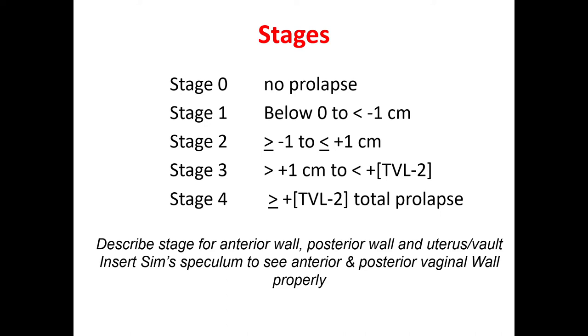We should describe the stage of anterior wall, posterior wall and uterus or vault prolapse separately. And to see the anterior and posterior vaginal wall properly, we should insert a Sims speculum.